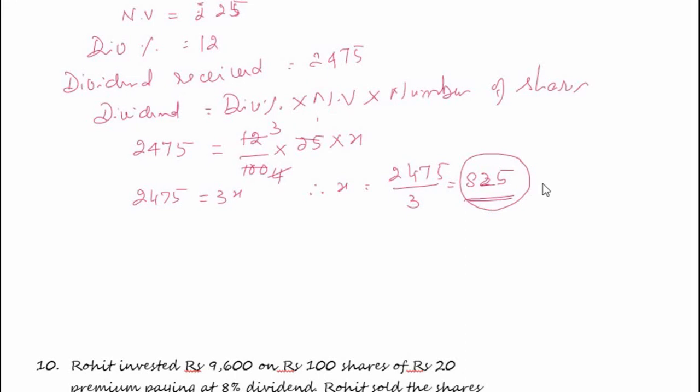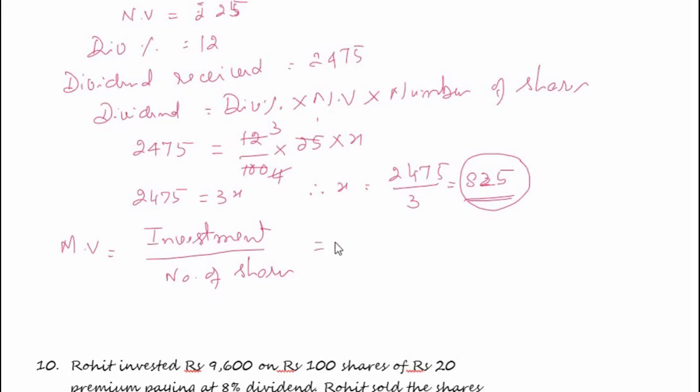So now next we have to find out what? We have to find out the market value. What is the formula for market value? Market value equals investment divided by number of shares. We know this formula. If you want to find the number of shares, it is investment divided by market value. If you want to find the market value, it is investment divided by number of shares.